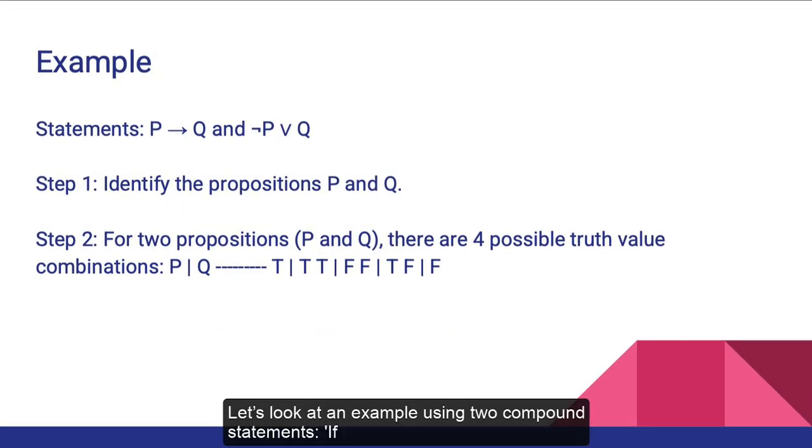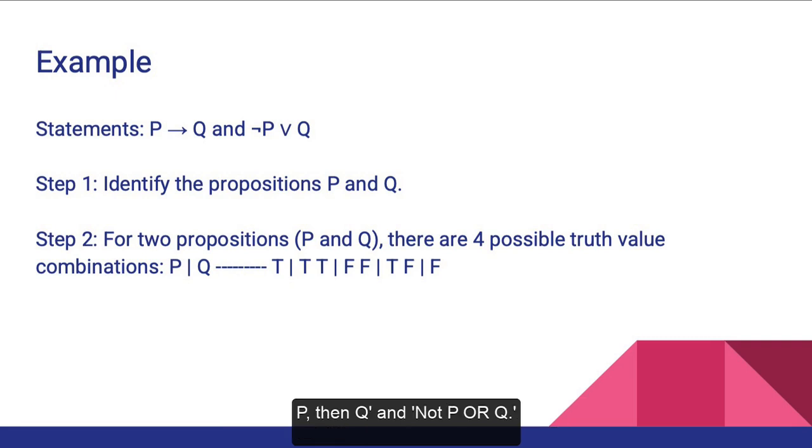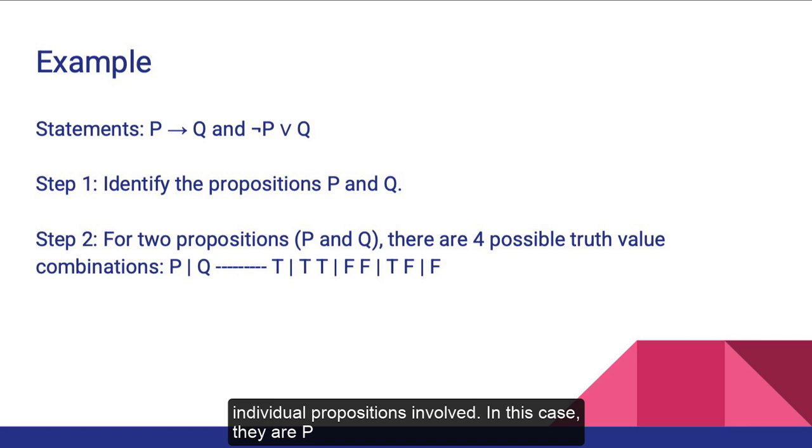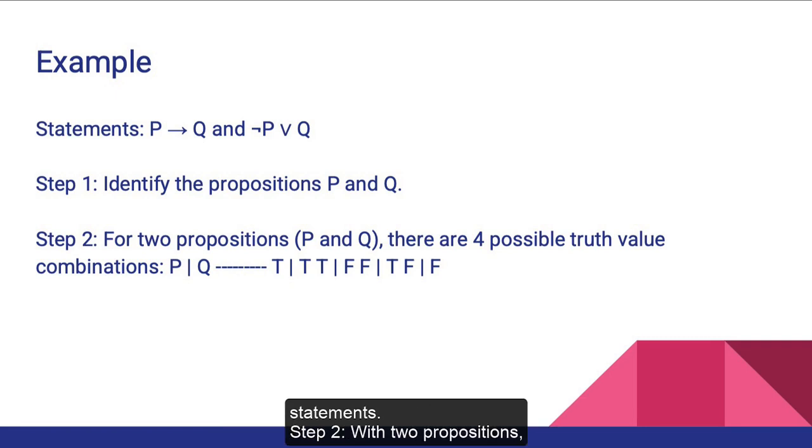Let's look at an example using two compound statements: if P, then Q, and not P or Q. Step 1. Our first task is to identify the individual propositions involved. In this case, they are P and Q. These will serve as the building blocks for our compound statements.